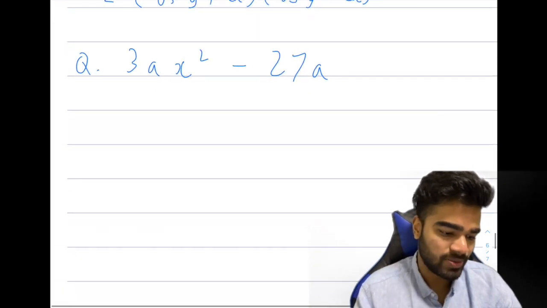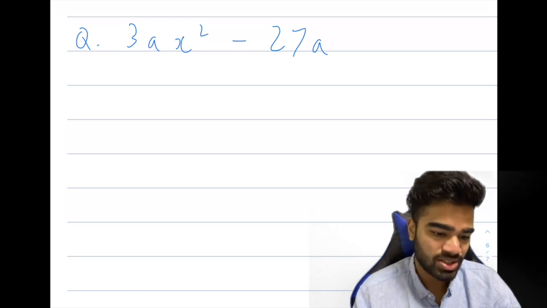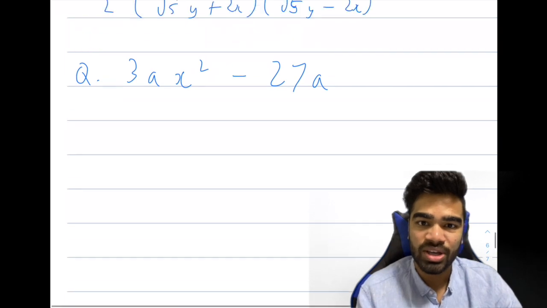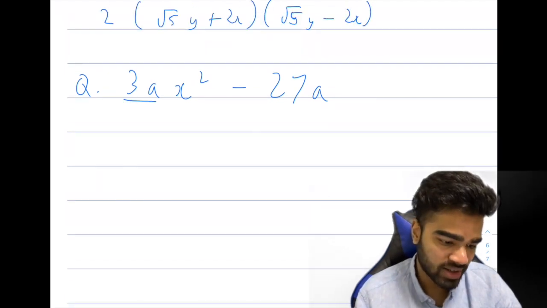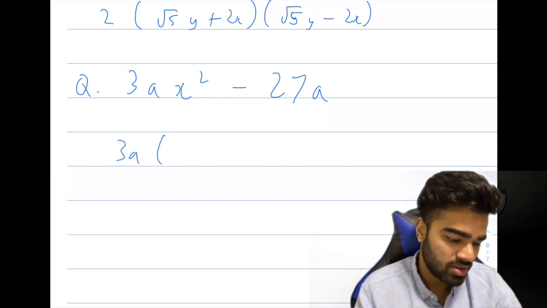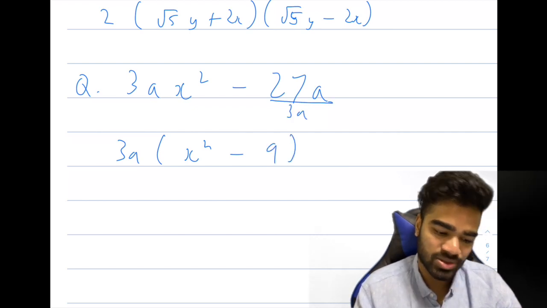All right, last question. Almost done. You got there. All right, so again, with these questions, neither of these is a square number. 3 is not a square number. 27 is not a square. So what do you do? You can factorize common factors. What's a common factor? You can see in this question, 3a is a common factor. So if you take 3a out, it will be x squared minus, this divided by 3a is just 9, x squared minus 9, right?